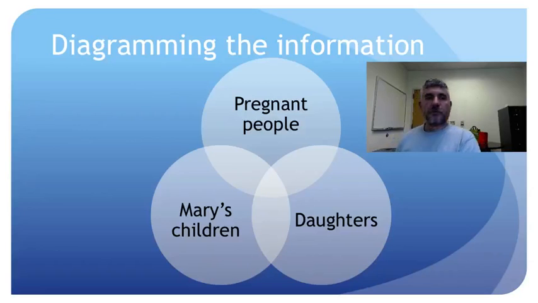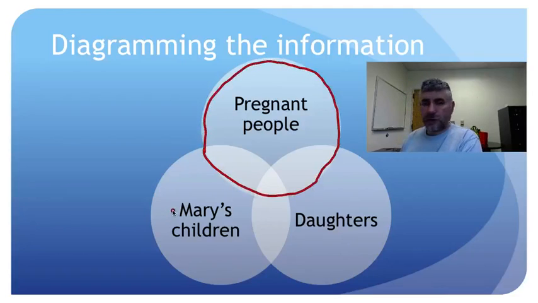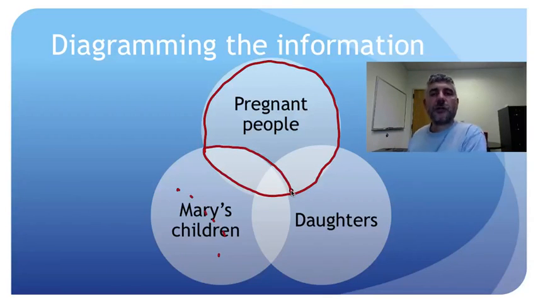So we can visually represent that information as follows. The category of Mary's children includes something that's in the category of pregnant people. Right? So we don't know whether or not the category of Mary's children includes anything out here, but whether or not it includes anything out here, it's got to include something that's in this region. So do we draw an X?